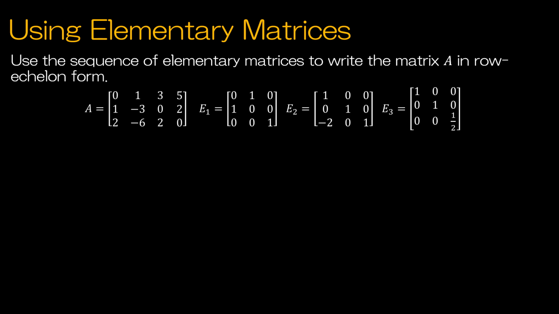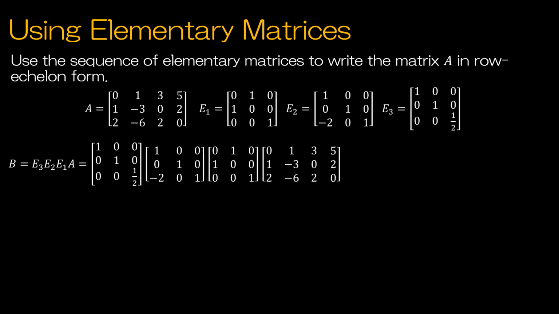Now, I'm going to finish that question. Use the sequence of elementary matrices to write the matrix A in row echelon form. To write A in row echelon form, I'm going to take E3 times E2 times E1 times A. So this was my first elementary matrix, my second, my third. Notice I'm writing them in the opposite order, 3, 2, 1 times A.